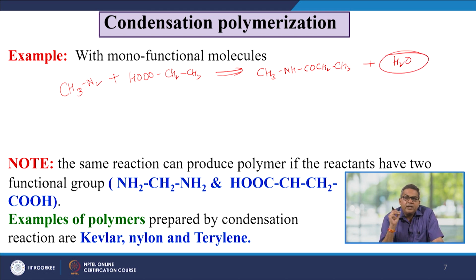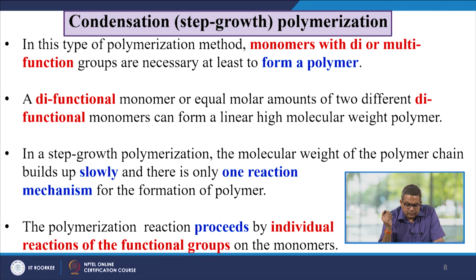Now, the same reaction can produce a polymer if the reactant has two functional groups. These are the two functional groups. For example, the polymers prepared by condensation reactions are Kevlar, nylon, terylene, etc.